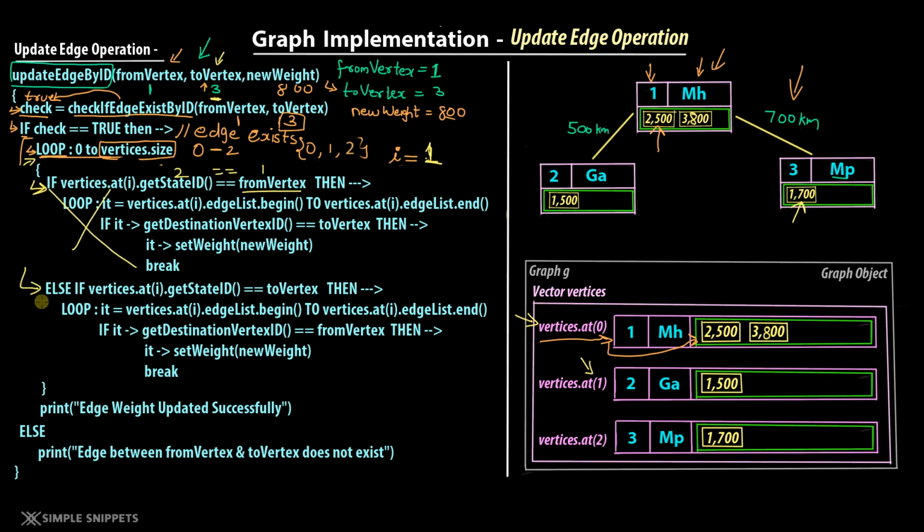You will proceed. You'll go to the else if. You'll say vertices dot at again. I is 1. So at 1 is nothing but Goa.